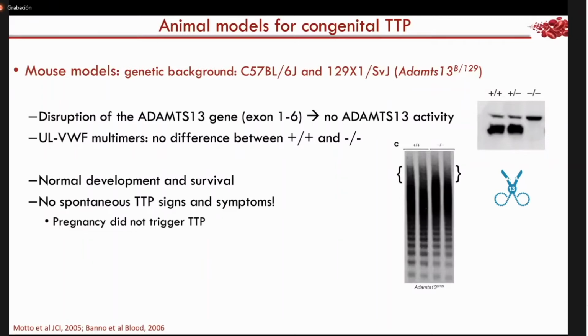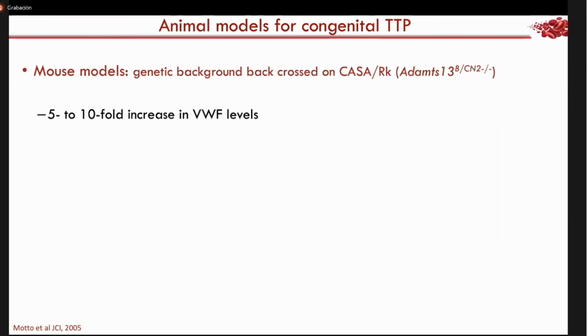So we also have the mouse colony in our lab, and the mice breed perfectly well. Pregnancy is not an inducer of TTP in the mice, in contrast to what we see in humans. Now, this was very intriguing.